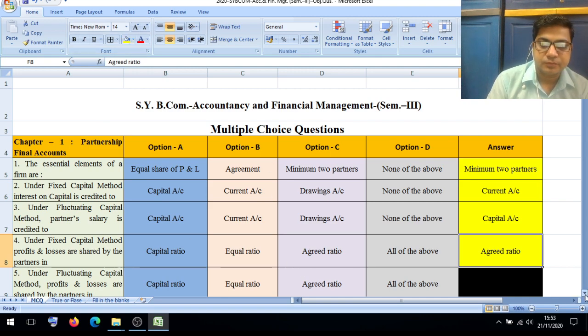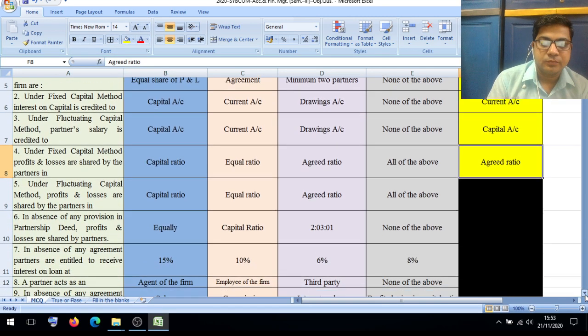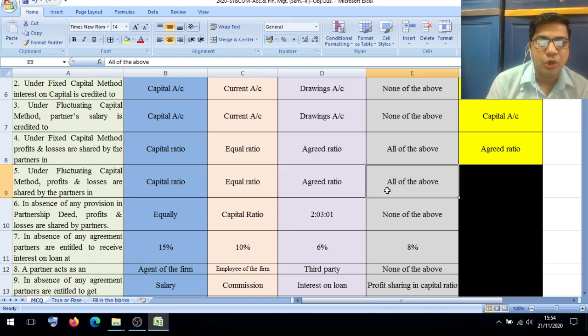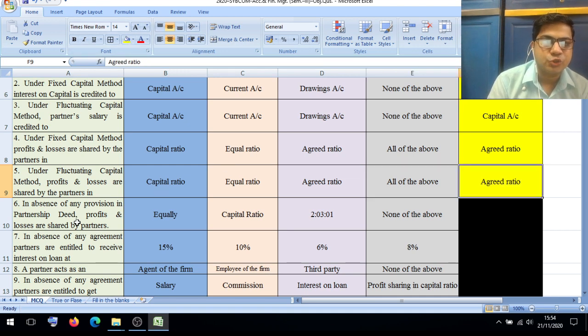Next, under fluctuating capital method, profits and losses are shared by partner in two of four options: capital ratio, equal ratio, agreed ratio, all of the above. So the answer is agreed ratio.